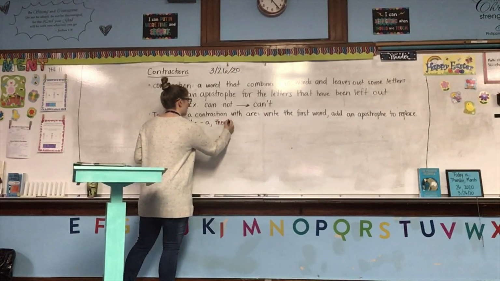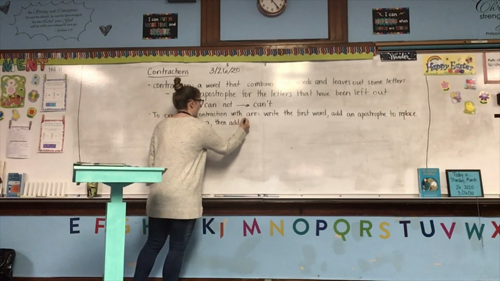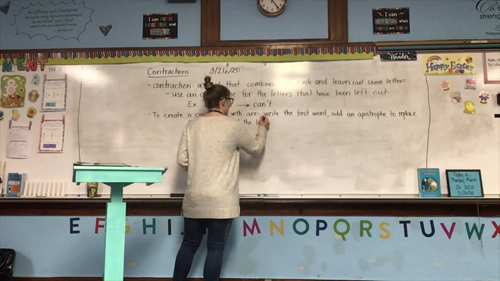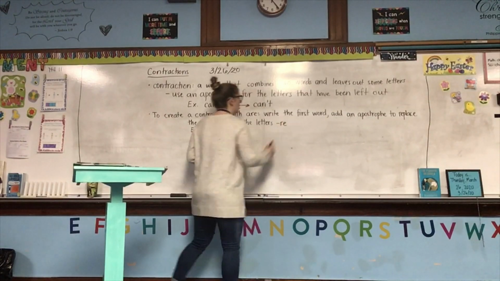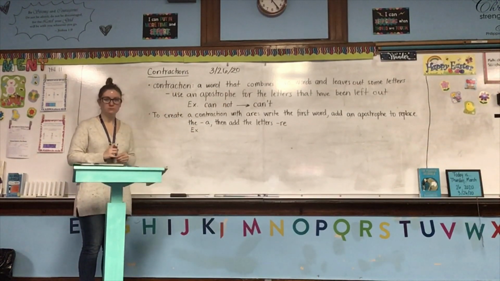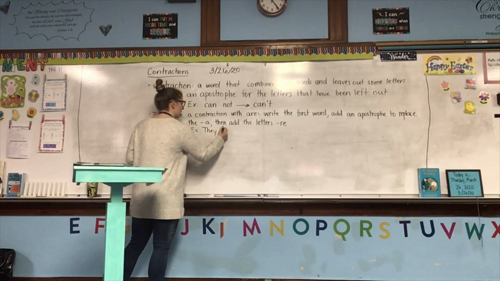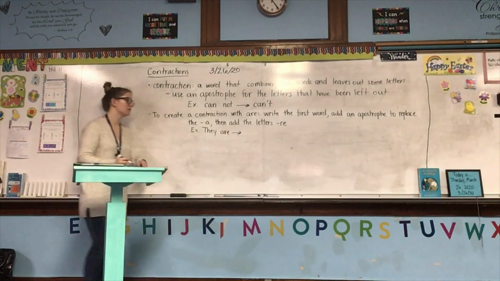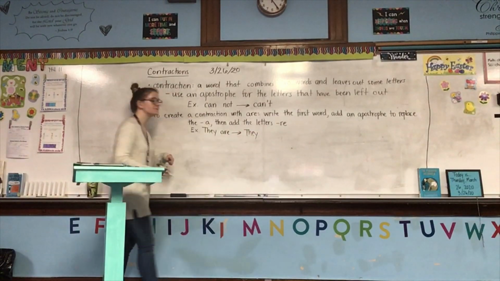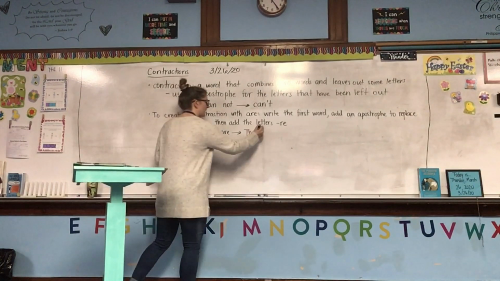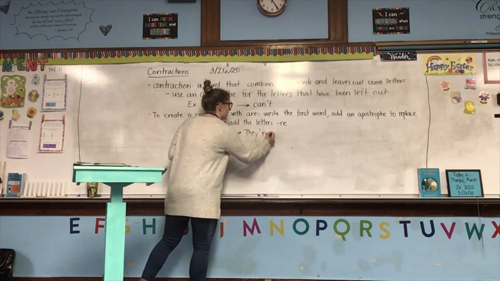Then add the letters. Now this time you're going to add two letters because you're going to add the letters R-E. So if you wanted to say they are, first you would write the first word, they. Then you add an apostrophe to replace the A in are, and then you write the letters R-E.